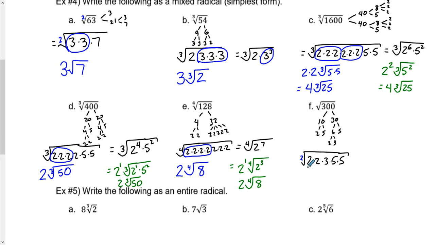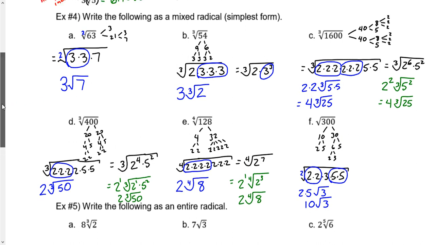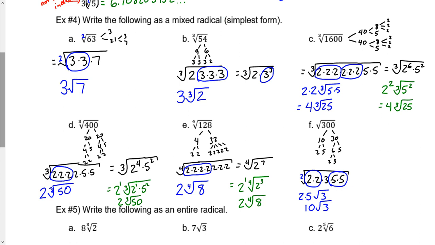Notice how every single time I've said identical objects, I have not said group of 2. 2 identical objects. That's 2 identical objects. That's 2 identical objects. I take my 2 and my 5 out. I'm left with the square root of 3 underneath. I do have to multiply that 2 and 5 to give me 10. So these are examples of writing things as mixed radicals or writing them as simplest radicals or in simplest form.